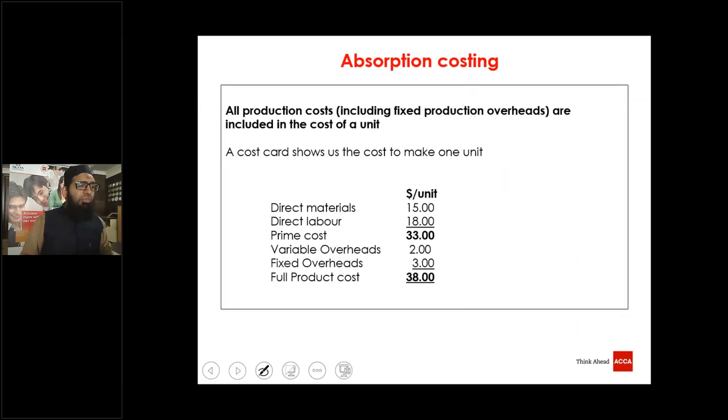So this is a brief illustration of how absorption costing looks. If a product cost is determined this way, we have direct material cost and direct labor cost. When we sum that, it will be prime cost. If we add variable overhead and then, most importantly, fixed overhead, my total full product cost will be known as cost based on absorption costing. Now, my further discussion will be, how did I calculate this fixed overhead per unit, the $3 per unit? So let's move on.